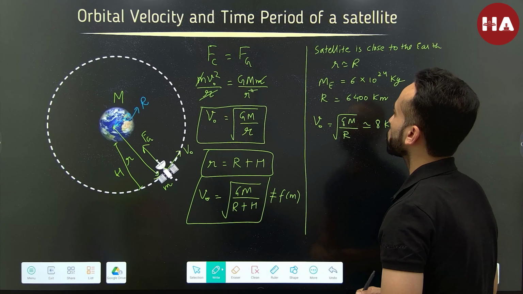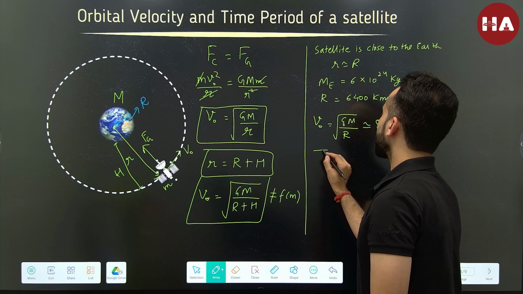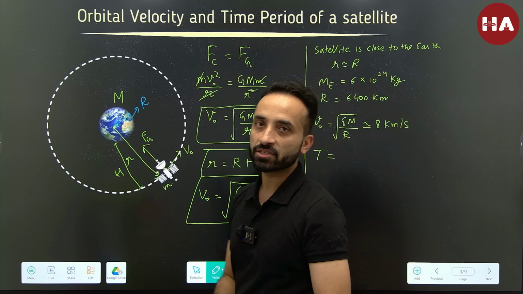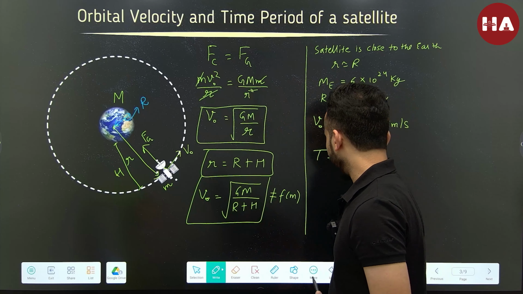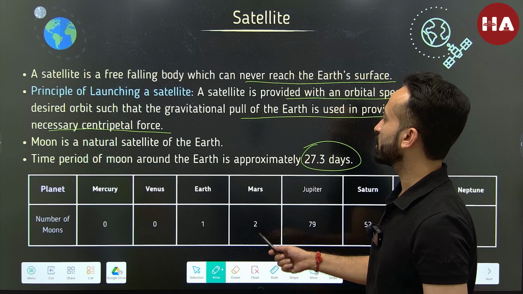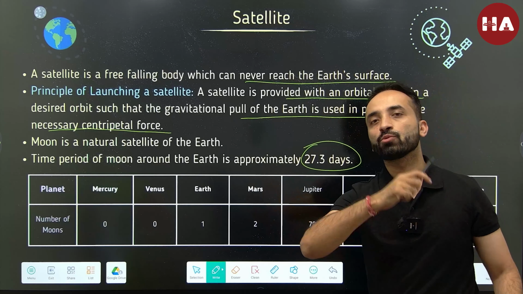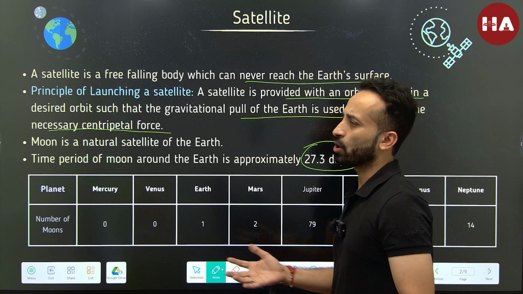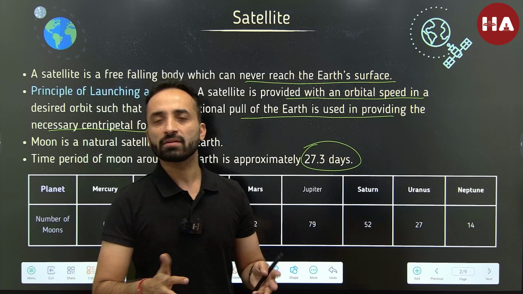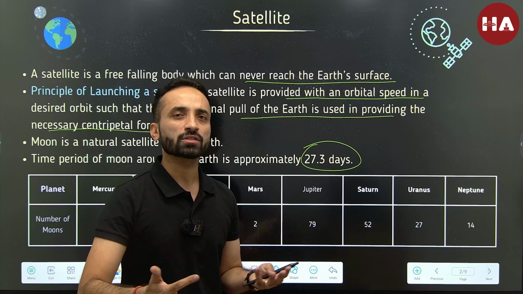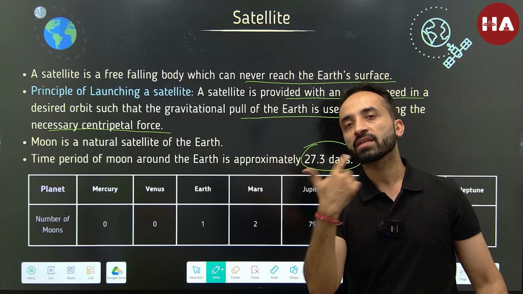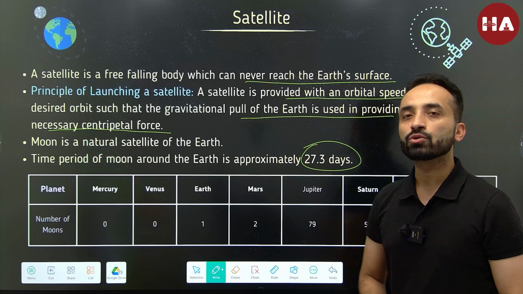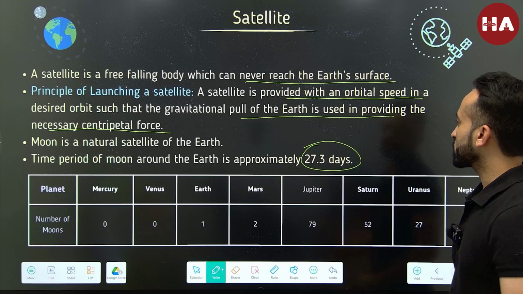Okay, what about the time period then? Time period is a very important aspect. Just now I talked about it. For example, for the moon, more than the orbital radius, we were concerned about the time it takes for the moon to complete one revolution. The distance of the moon from the Earth is approximately 3,85,000 kilometers. That is another thing, but it takes approximately 27-28 days for the moon to revolve around the Earth. So that's what time period is.